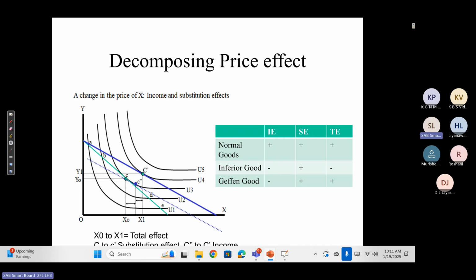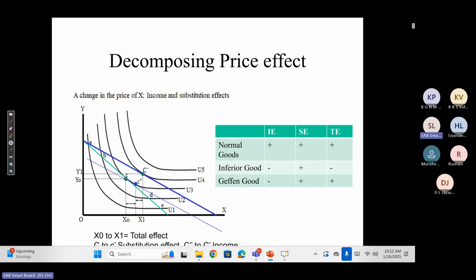So now what is the effect? Net effect: once we remove the income effect, we know that it moved from C to C double prime. The original, initial situation is C. C to C double prime, so x0 to, let's say this point is x2. So that is the price effect, no? The balance is the price effect. Net effect is the price effect. So C to C double prime explains the price effect.